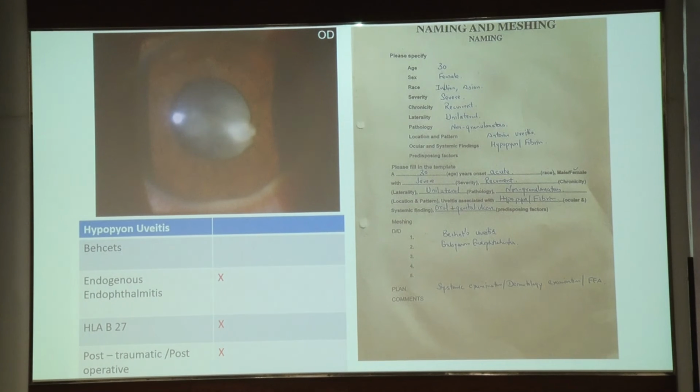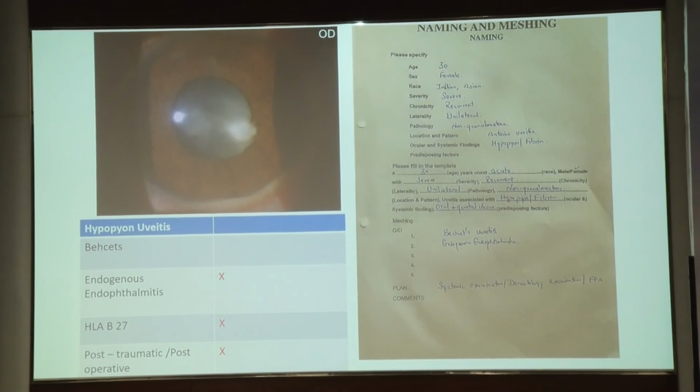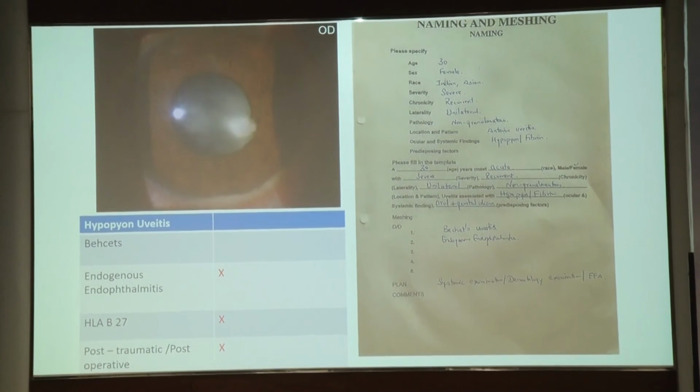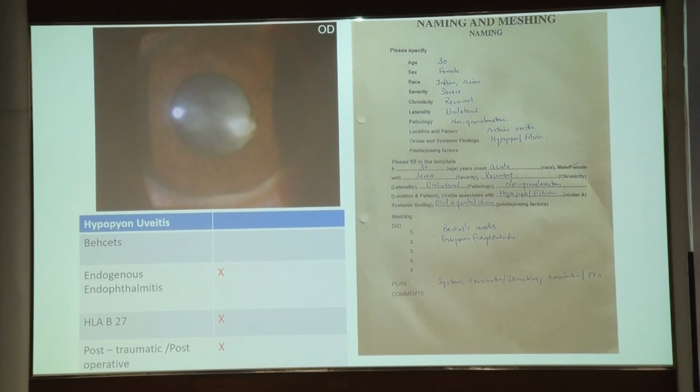Some history we have to take after examining the patient under the slit lamp. So this was a 30-year-old Indian female with a severe type of uveitis. She gave a history of recurrent attacks. It was unilateral. As we can see, this was a non-granulomatous type of inflammation, and there was hypopyon and fibrin in the anterior chamber. So this is the template which helps us in arriving at a diagnosis. As we are seeing the patient, we are comparing with the known things which can be in the differential diagnosis. That is, is it endogenous endophthalmitis?